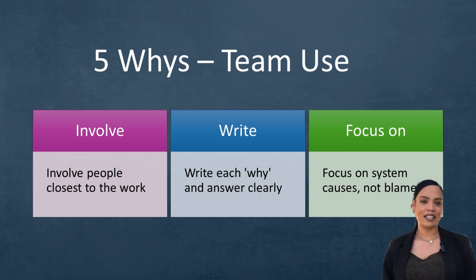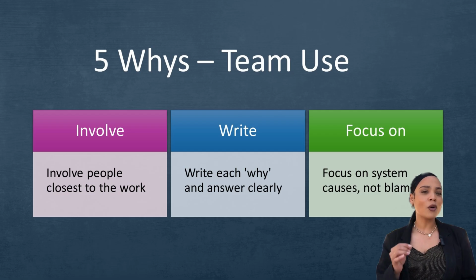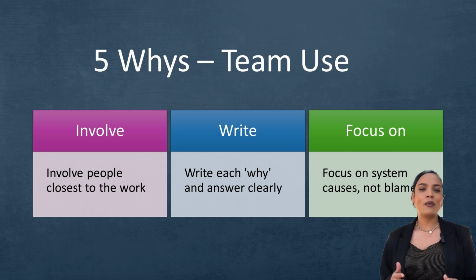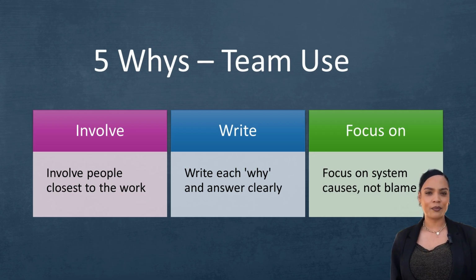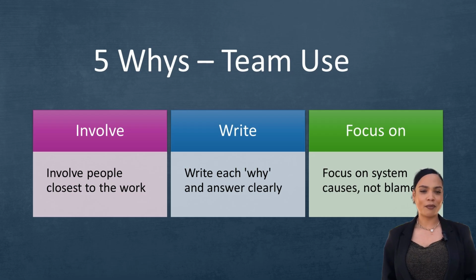1. Present the problem clearly. 2. Write each why and answer on a board or flip chart. 3. Involve different team members and encourage honest input. 4. Check that the final cause is something you can act on, like a process weakness, training gap, or missing control.